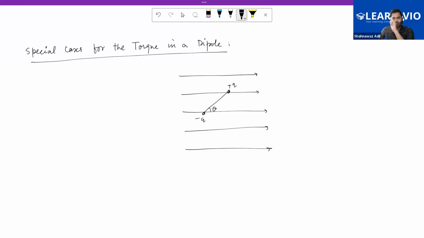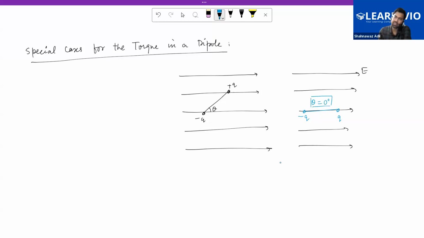So now we can have different cases, right? And what are those cases? So one case is that we have this dipole and we have this electric field and we place the dipole in this manner. So now can you tell me what is the theta? 0 degree, right? Good. Theta is 0. So this is case 1.